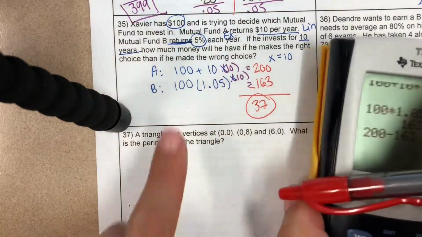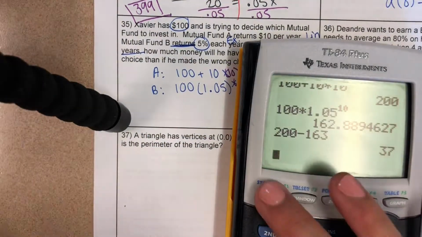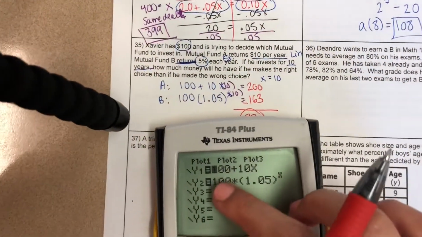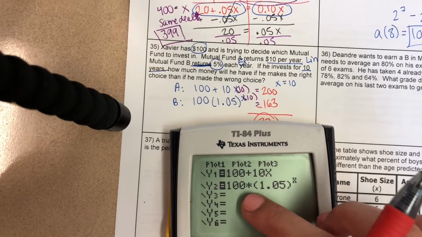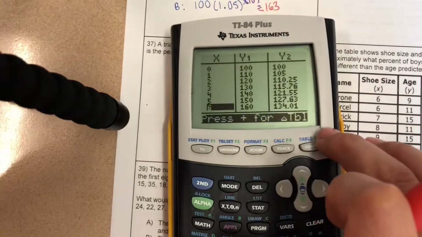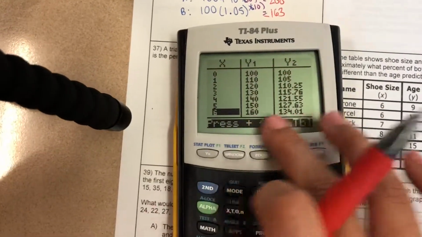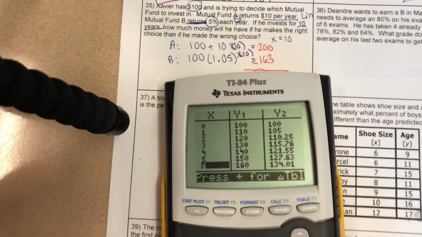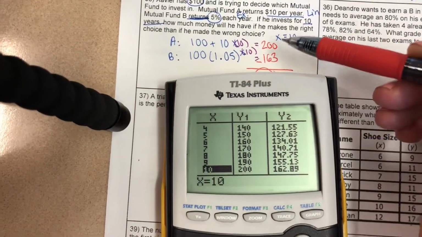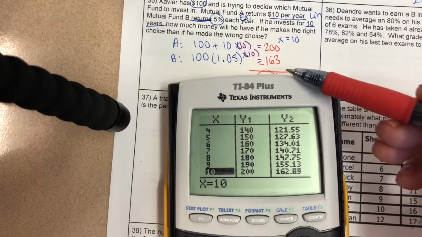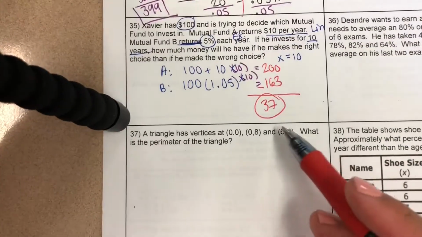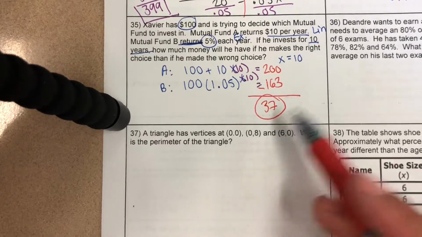Another way to do it is if I have these 2 equations, I can plug them into my y equals section. So mutual fund A is 100 plus 10x, B is 100 times 1.05 to the power of x. If I hit second graph to get to my table, I can go down to all the years and figure out when it switches. So I go down to 10. At 10 for mutual fund A, I have 200, just like I have here, and for B, I have 163. From there, I can find the difference. Like I said, the difference between those two numbers is going to be $37.